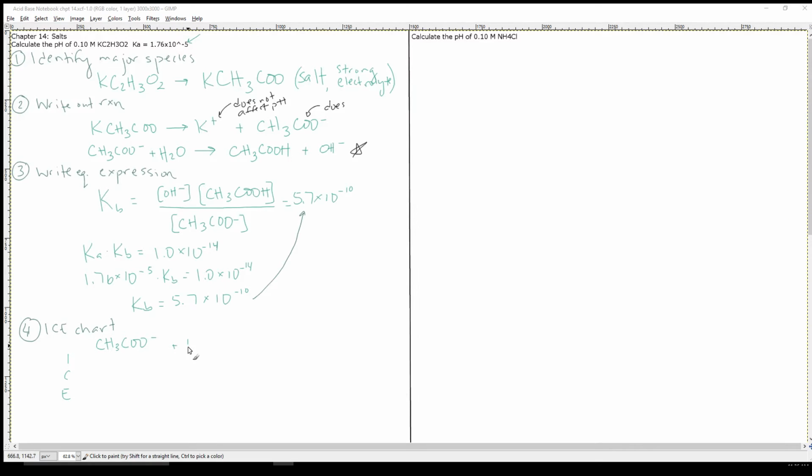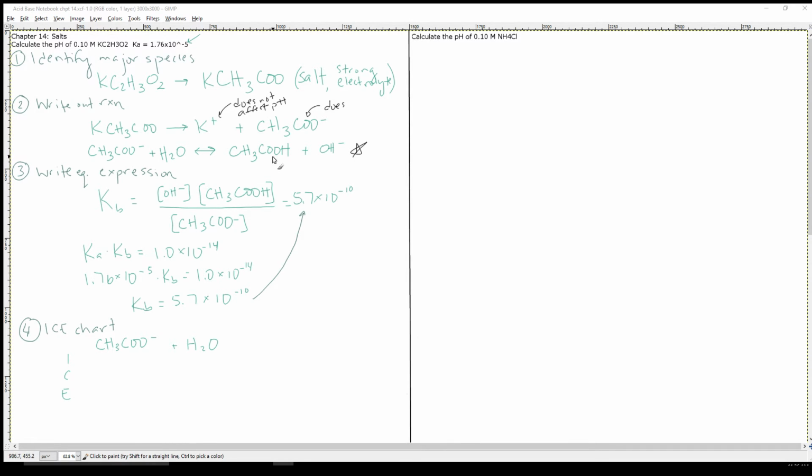As I've said before, I like to write water up here. Oh, I just realized there's something I need to fix up at the top. What kind of an arrow do I need when I'm dealing with acetate and acetic acid? Are these strong or weak? They are weak, so I need to use a double arrow.